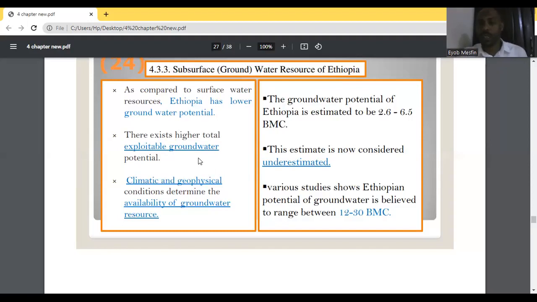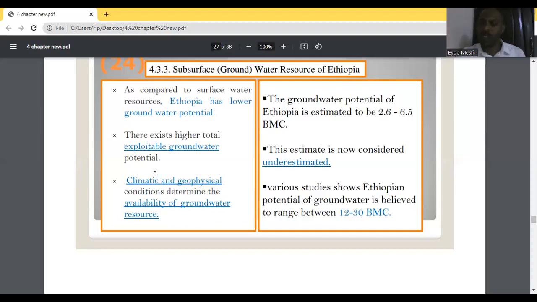And so if we use different mechanisms to retain the potential of the rain and make it seep into the ground, or if we percolate water into the ground by implementing different mechanisms, we will improve our groundwater potential. So the climatic condition and the geophysical condition determine the availability of groundwater resources.